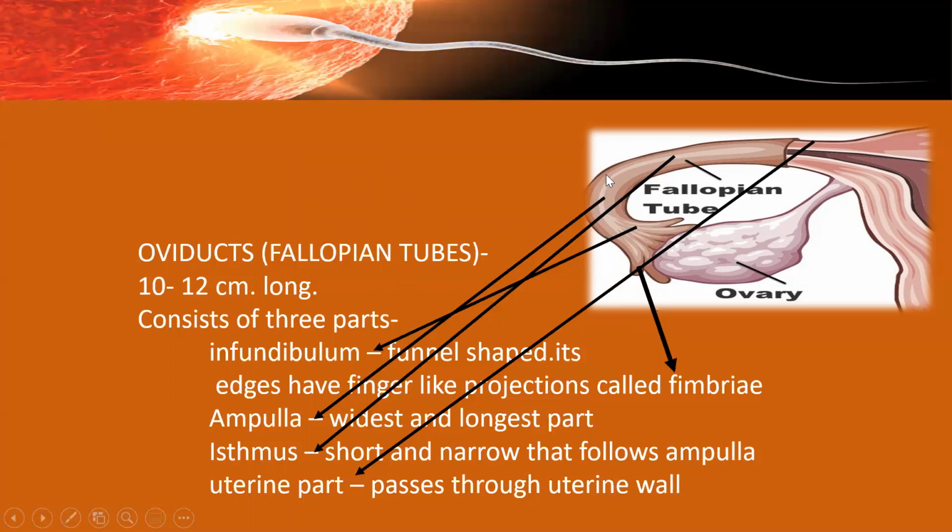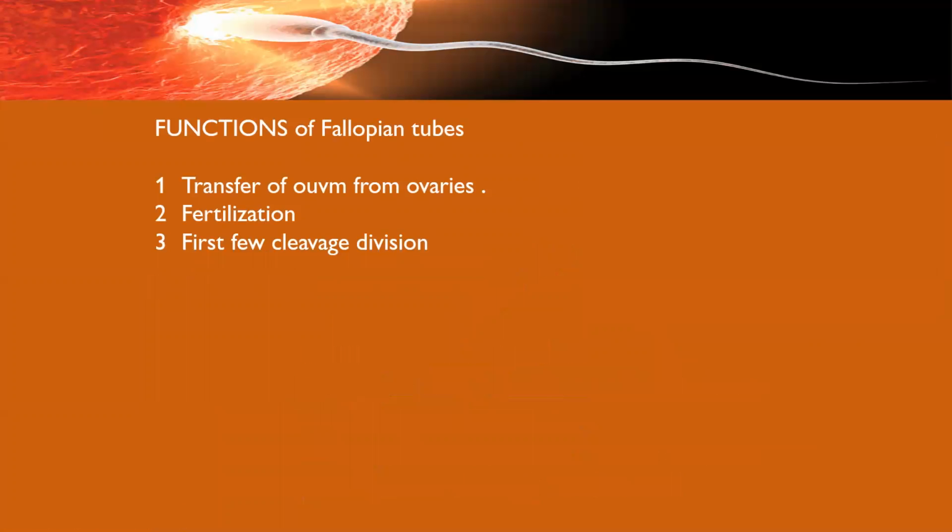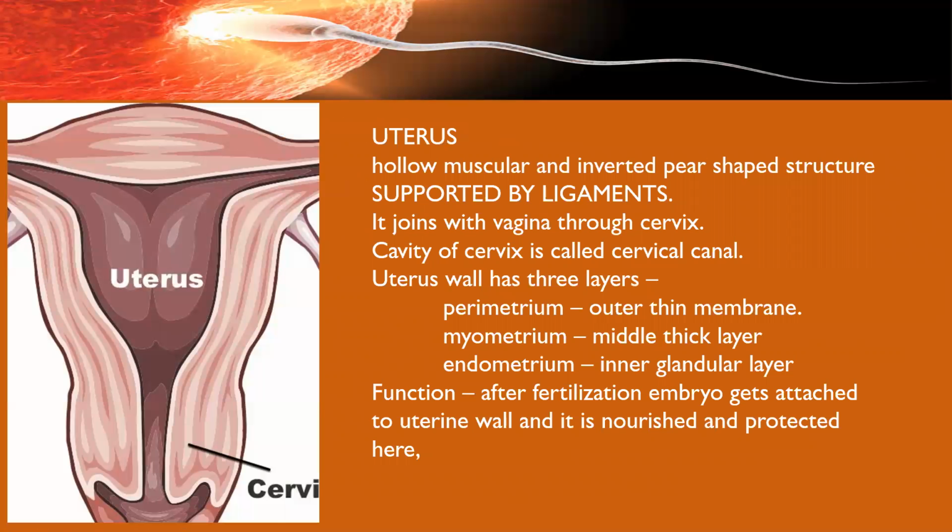And this continues into a narrow part that is called the isthmus. Fertilization occurs in this area only. Then this isthmus leads into the part of the tube that continues with the uterus, and that is called the uterine part. Now, what are the functions performed by these fallopian tubes? They transfer the ovum. Just now I said fertilization occurs here, and in fact the first few divisions of the zygote, called cleavage divisions, also occur here.